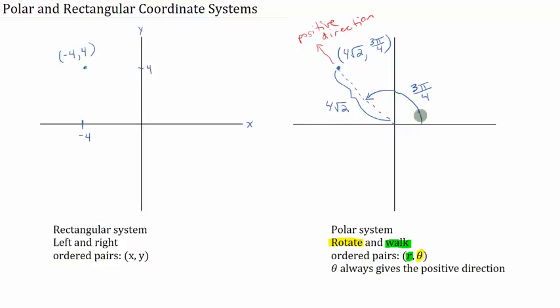Another option would be to rotate to 3 pi over 4 and walk backwards this direction. This would be the negative direction, okay? So I just want to hint at this a little bit, that the positive direction is determined by your rotation, whichever way you're facing. That's the positive direction, and the opposite direction is the negative direction. Okay, so you'll see more about that if you watch any of the other videos on this topic.